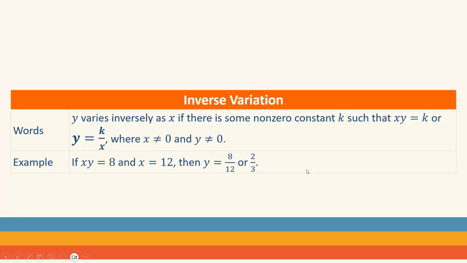Another form of variation is inverse variation. Y varies inversely as x if there is some non-zero constant k such that xy equals k, or y equals k divided by x. If x times y is 8 and x equals 12, then y equals 8/12 or 2/3.